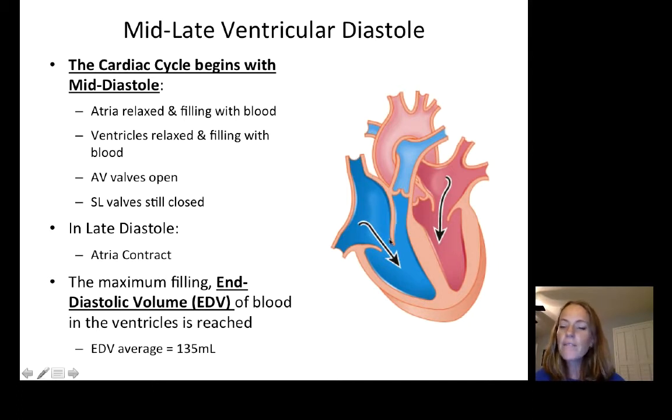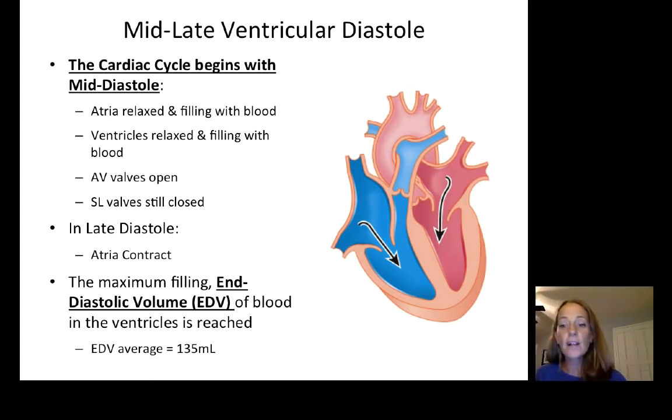At the very, very end, to get that last squeeze of volume into the ventricles, the atria contract. I think of this like when you're at a dinner party drinking a bottle of wine, and you get to the point where you have just a tiny little drop left, and somebody always tries to squeeze the bottle to get that last little drop of wine out. That's what's happening when the atria are contracting.